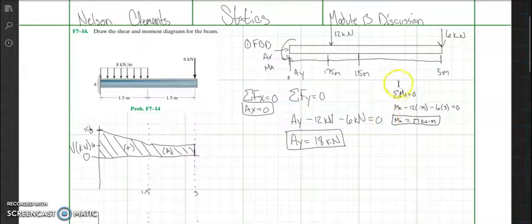Then I'll sum the moments on point A. This will give me negative 12 kilonewtons, 0.75 meters away for the moment arm, minus, because this is going down, causing a clockwise direction, minus 6 for 3 meters. This will give me a moment on A of 27 kilonewton-meters.